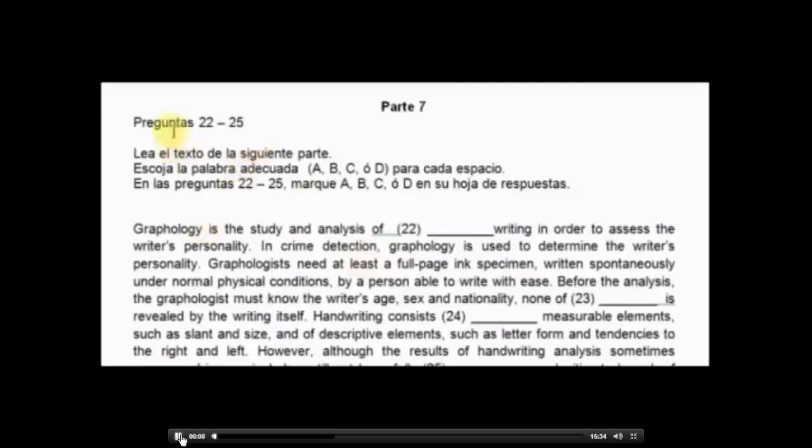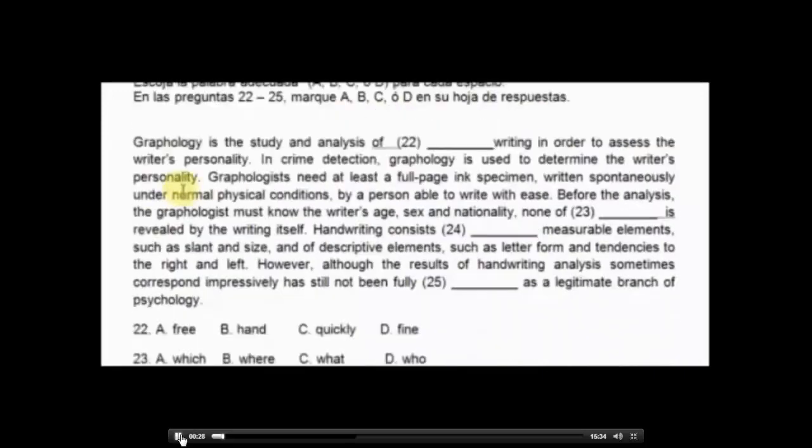On part 7, we are going to answer questions 22 to 25. Read the text of the next part. Choose the correct word, A, B, C, or D, for each space. On questions 22 to 25, mark A, B, C, or D on your answer sheet.